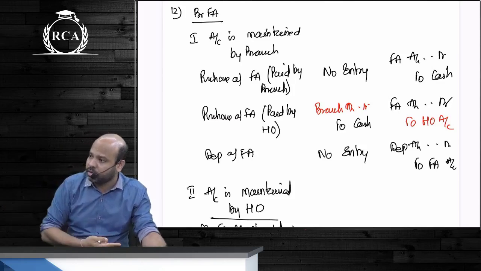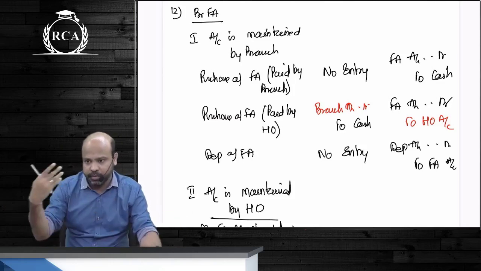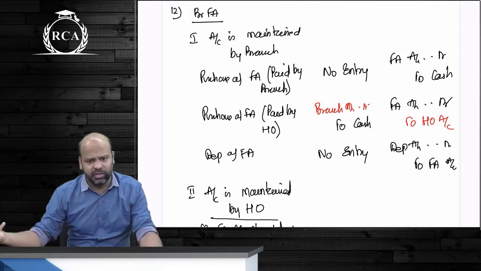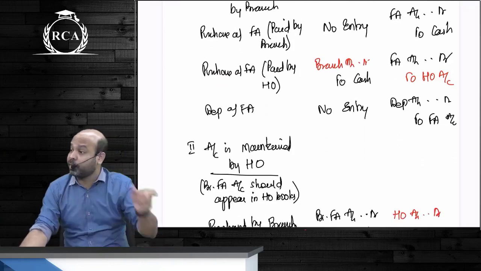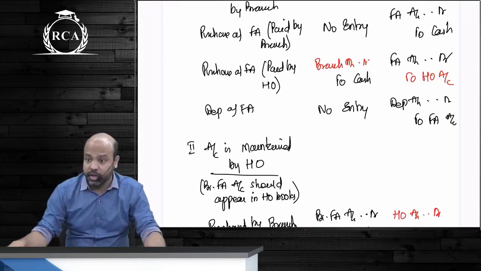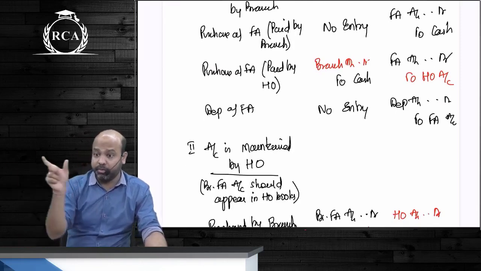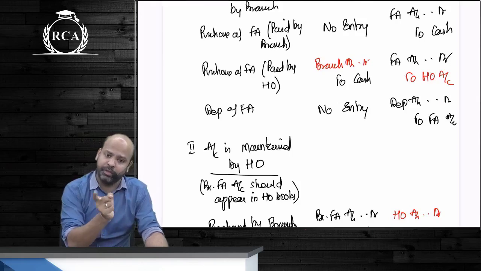Whose money is going out? Head office. Depreciation will be directly recorded by branch itself. But what if the fixed asset account should be maintained by head office? Irrespective of who's purchasing it, the branch fixed asset account should come in the books of head office.